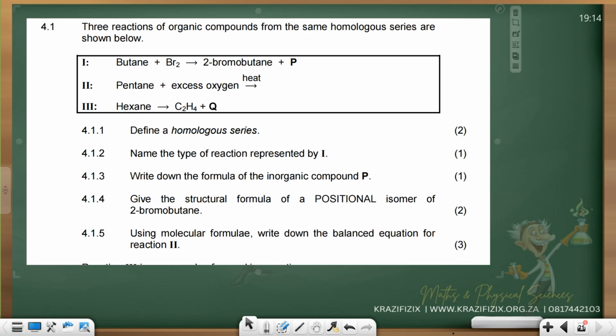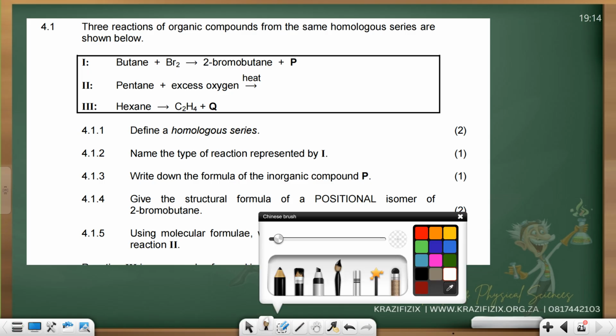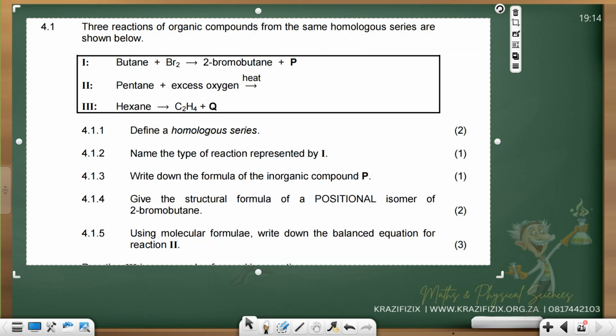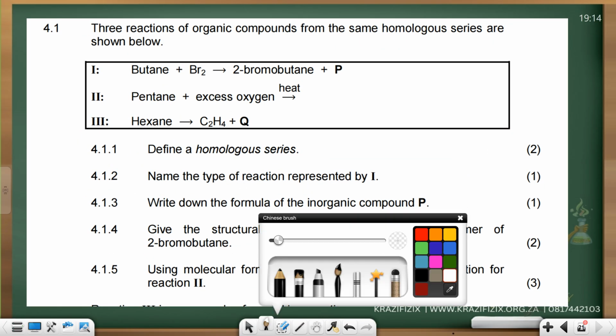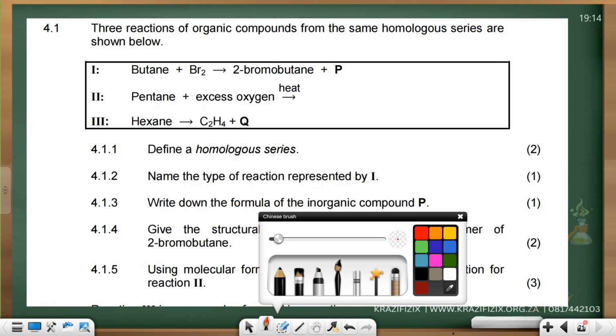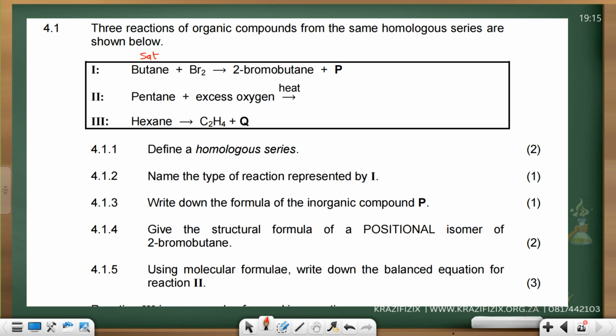Look at this. 3 reactions of organic compounds from the same homologous series are shown. So we have butane plus Br2 to form 2. Now, look at this quickly. What is butane? Let me make notes on this. Butane is a saturated compound. Bromobutane is haloalkane. That's another saturated. Automatically, can you tell me what reaction 1 is?